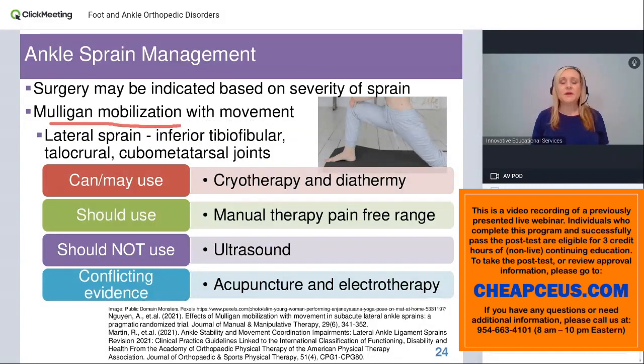Mobilization, specifically Mulligan mobilization with movement, is what is most recommended, because this is where we're working in the range where the patient actually has the restriction. So for looking at that talohumeral joint, so that talus being able to glide with the tibia, we're going to have our patient in a weight bearing posture. They could be in a kneeling lunge, like in the image, or just a standing stride, performing a standing lunge. If they can't do that, the patient could just be sitting with that knee flexed and weight bearing down through that foot.